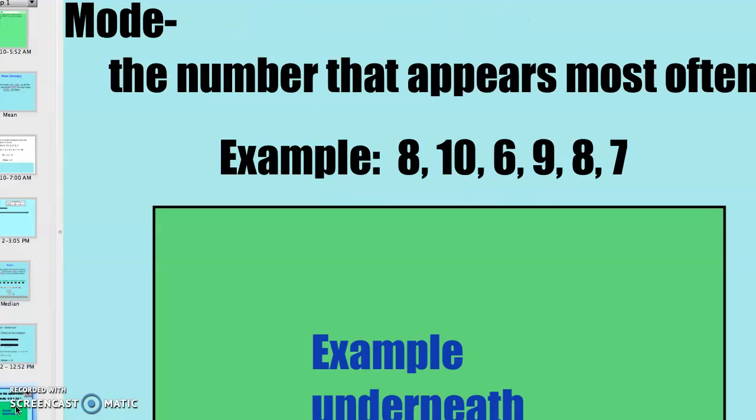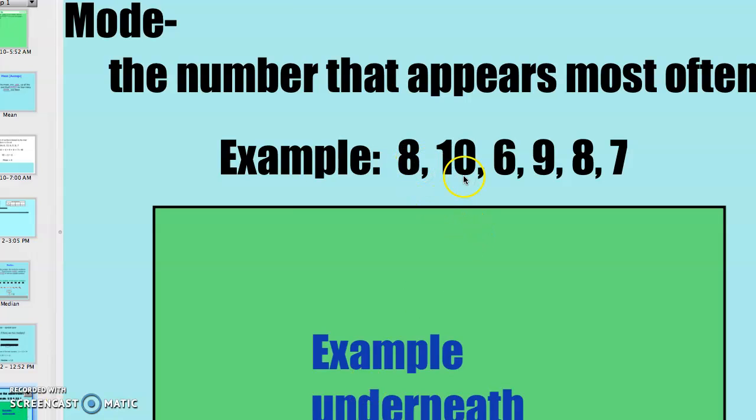The third measure of center is mode. Mode is the number that appears the most often. Just like median and middle, they sound alike. They have the same amount of letters. Mode and most both have 4 letters. They both start with MO. So that's how I always remembered it when I was in 7th grade. Mode occurs the most.